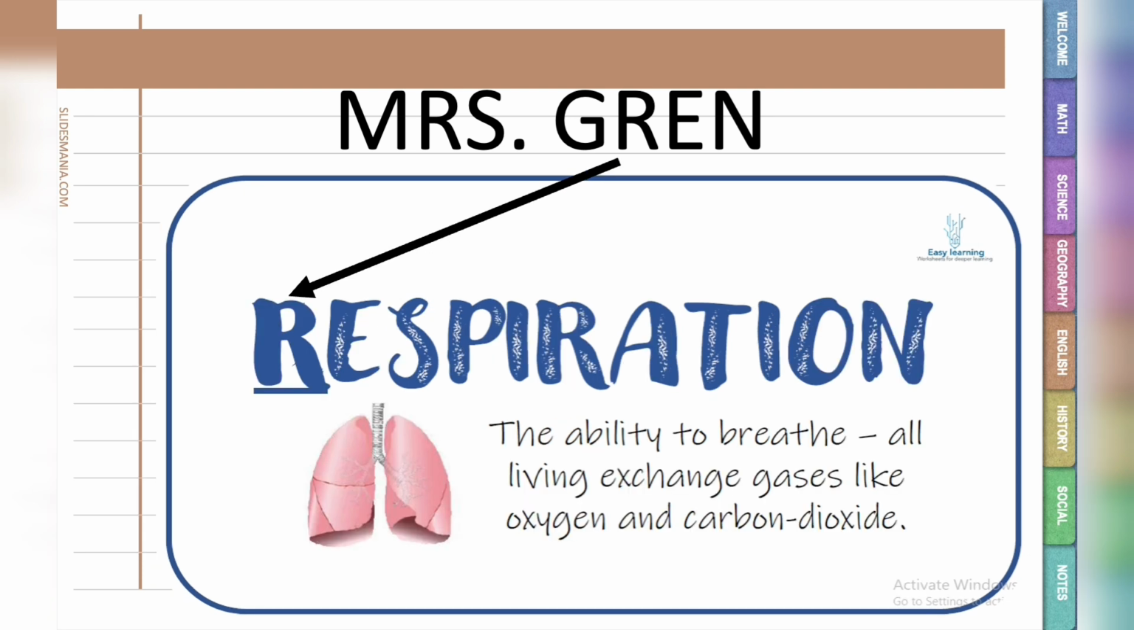Now we have R again, it's called respiration. Respiration is the ability to breathe. We exchange gases, right? We take in oxygen and we give out carbon dioxide. Even plants do the same thing. When they breathe, they take in oxygen and give out carbon dioxide. But when they are making food, they take in carbon dioxide and give out oxygen. So they do respire. So respiration is one of the 7 life processes.